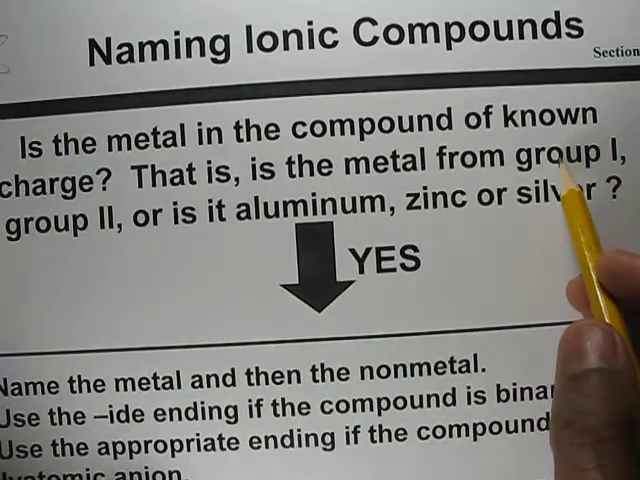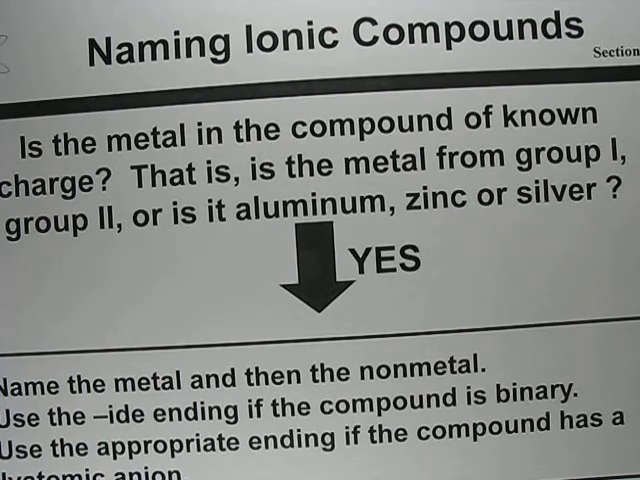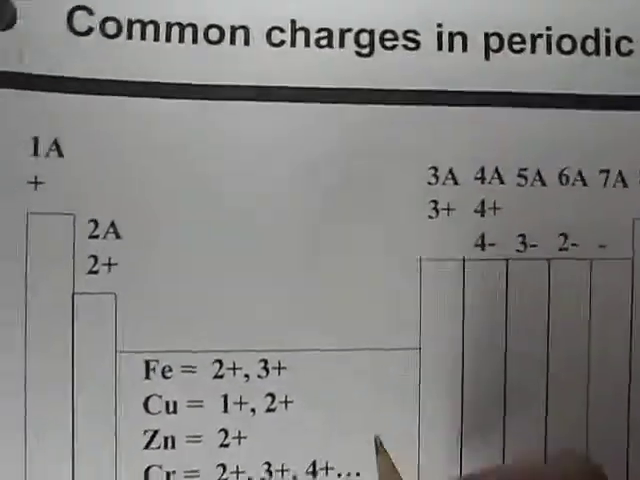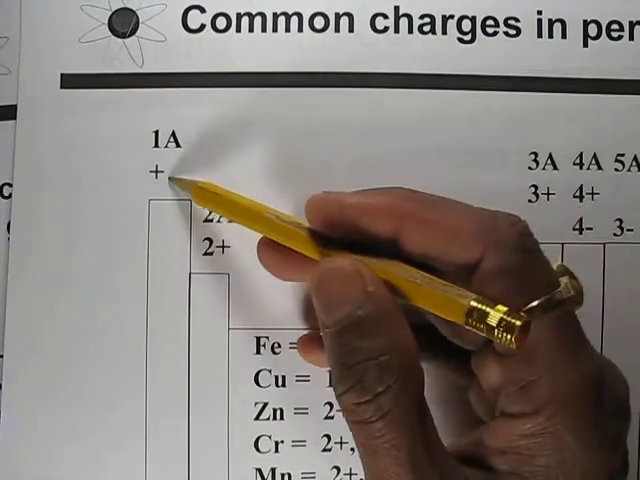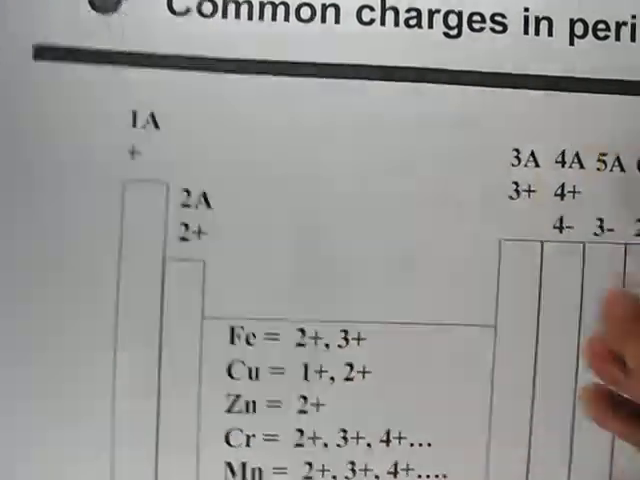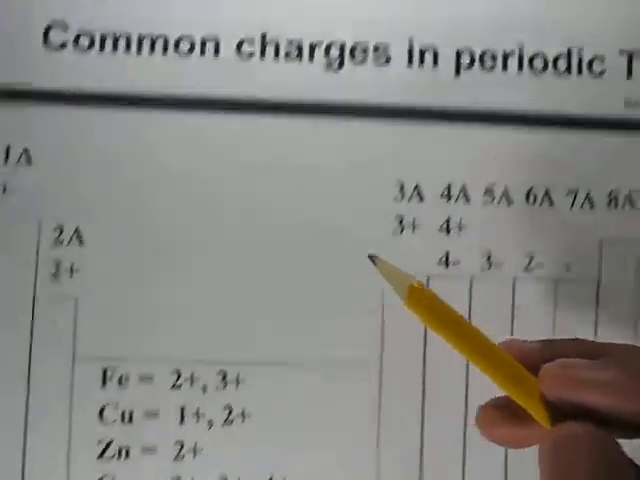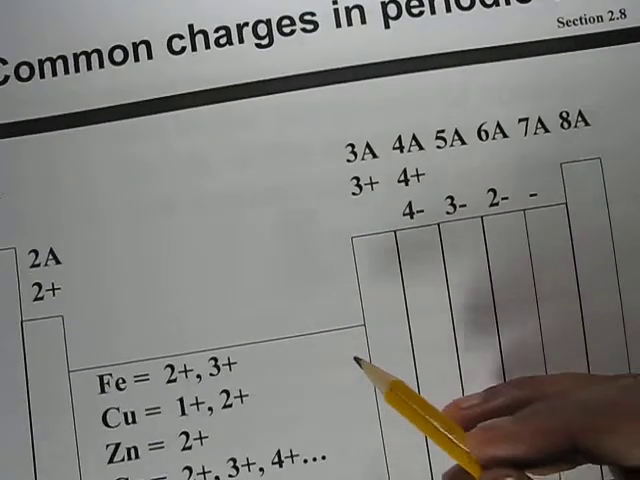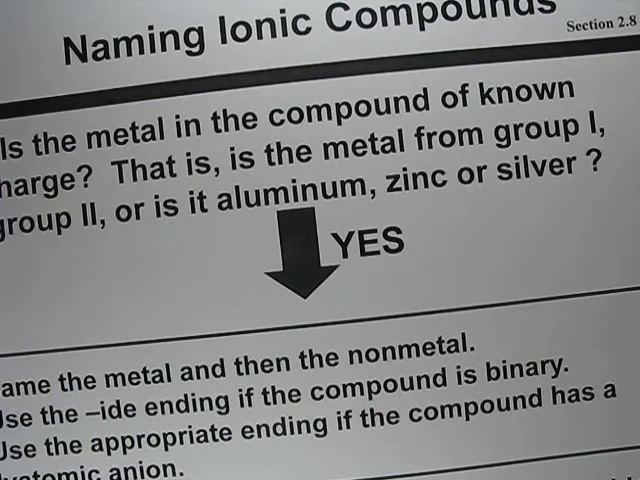And group 1 has a 1 plus charge, and group 2 has a 2 plus charge. This we have seen in this slide. You can see group 1 and this is group 2. So group 1 has a plus 1 charge, group 2 has a 2 plus charge, and zinc has 2 plus, and aluminum and silver: aluminum has 3 plus and silver has 1 plus charge.